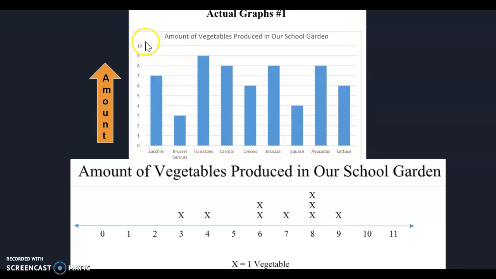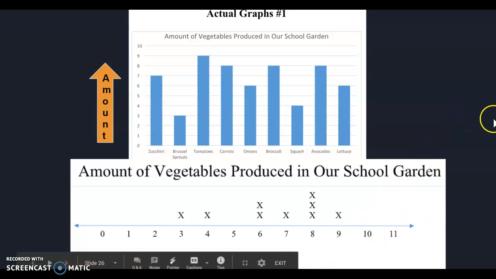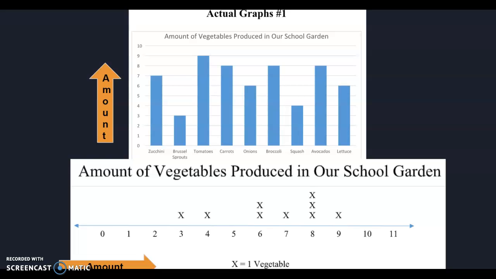And over here on this side, you're going to see the amount. These are the amount of vegetables. It's giving you specific numbers on this side. It starts with 0, and they're actually in order. It's going all the way up to 10. And at the very bottom, you got amount. It shows X equals 1 vegetable.